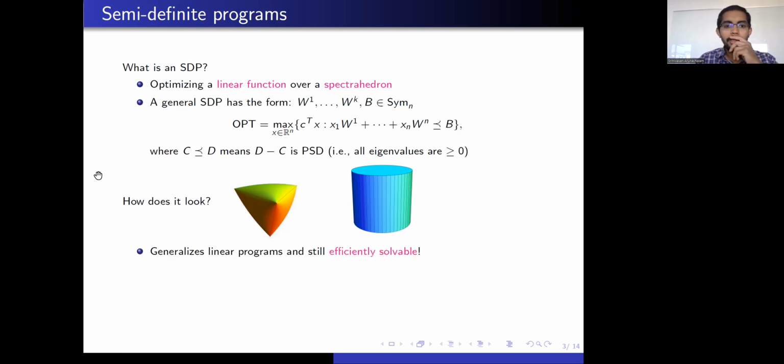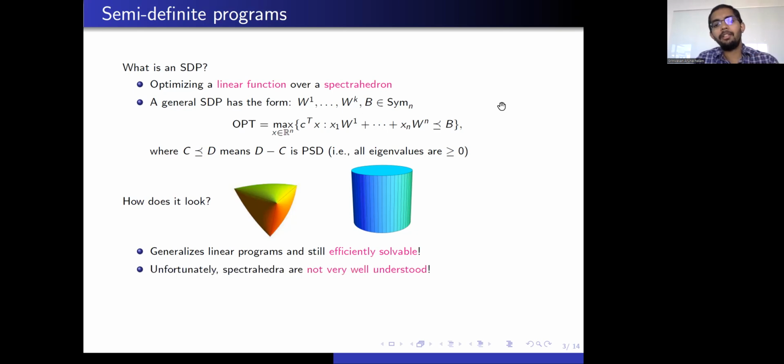But at least one nice thing is it generalizes linear programs. So if you think of W1 to Wk just to be diagonal matrices, diagonal n by n matrices, for example, then this condition in the Löwner ordering is nothing but a polytope. And although it generalizes linear programs to matrices, it is still solvable in polynomial time, polynomial in n and k, and even in approximation factors, if you'd like to approximate OPT.